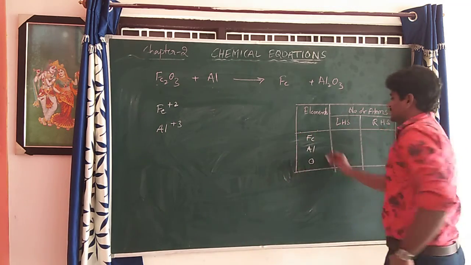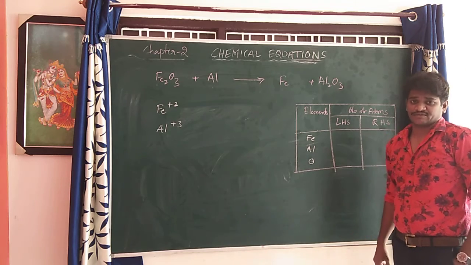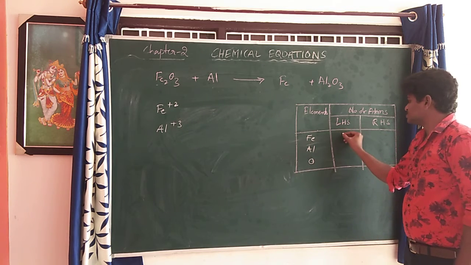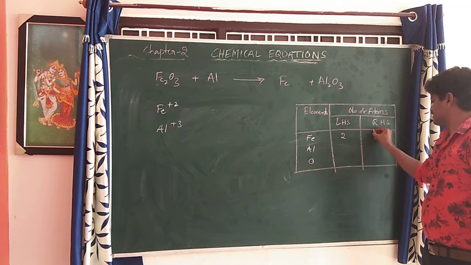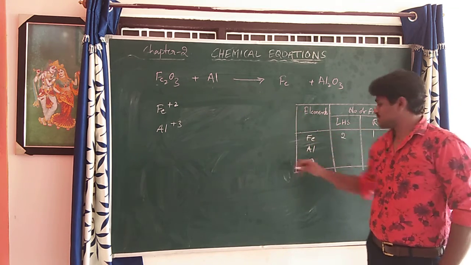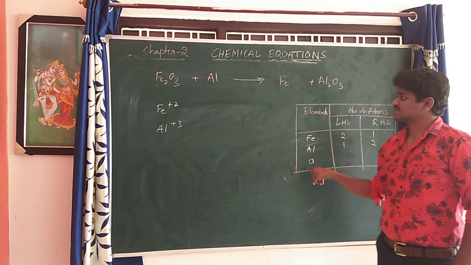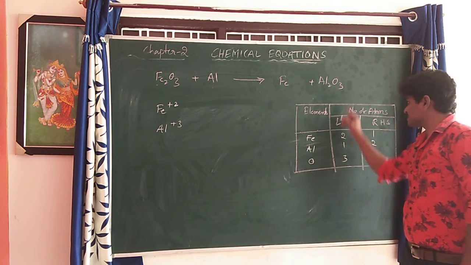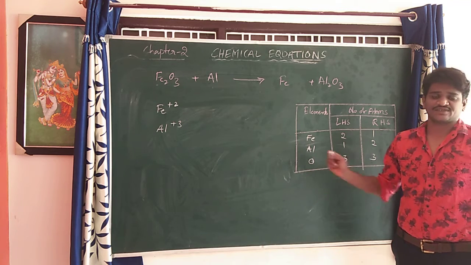Here iron. In LHS, how many iron atoms are there? Only 2. What about RHS? Nothing is there. And coming to the aluminium, how many are there? In LHS 1, in RHS 2. And oxygen here 3, here also 3. So only the oxygen atoms were balanced in this equation.